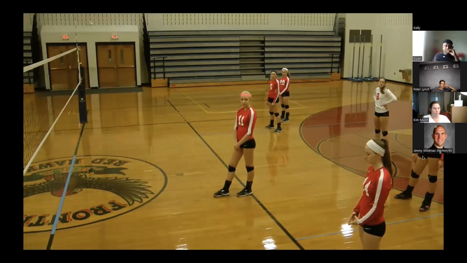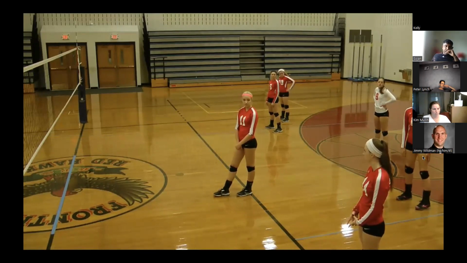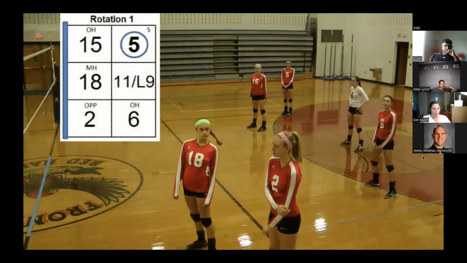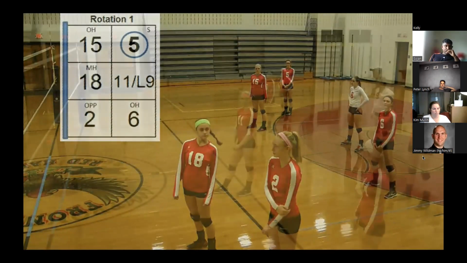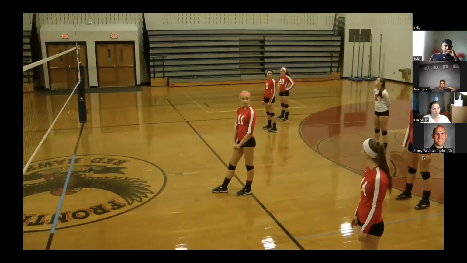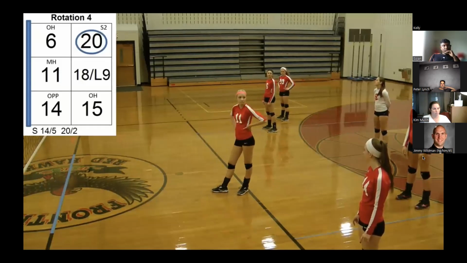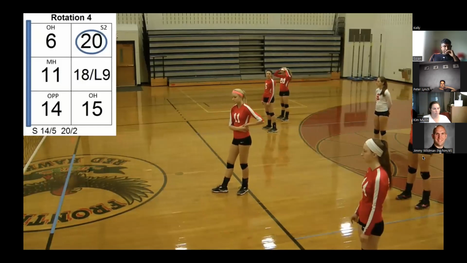Okay, so in rotation 1, number 5 was back there running around number 15. This is technically number 4, but it looks exactly like rotation 1. Okay, and the same potential overlaps. So 20 has to stay behind 6 until it's served. Okay, let's rotate to the next rotation.